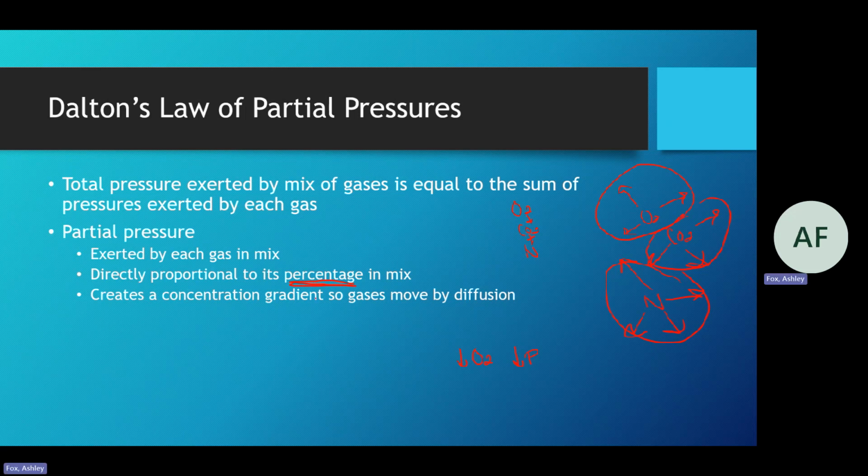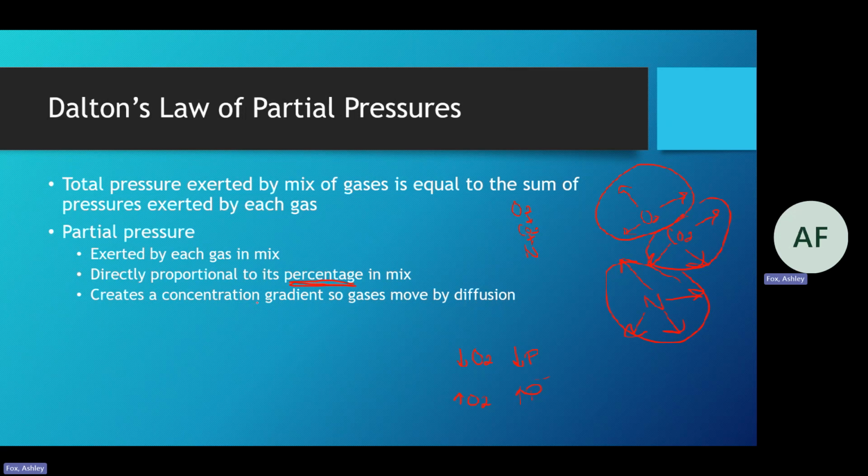So that's what we mean when we say it's directly proportional. They both go in the same direction. If the concentration or percentage of oxygen increases, the partial pressure increases. So they both go up together or they go down together.